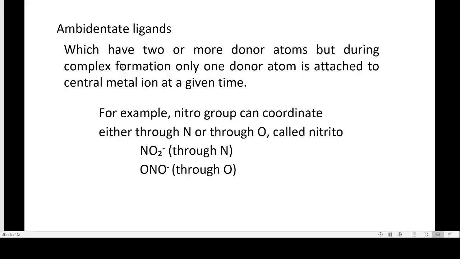Ambidentate ligands are ligands which have 2 or more donor atoms, but during complex formation, at a given time, only one donor atom is attached to the central metal ion. For example, the nitro group can coordinate through nitrogen or through oxygen, in which case it is called nitrito. So NO2 can coordinate through nitrogen or through oxygen. It is an example of an ambidentate ligand.